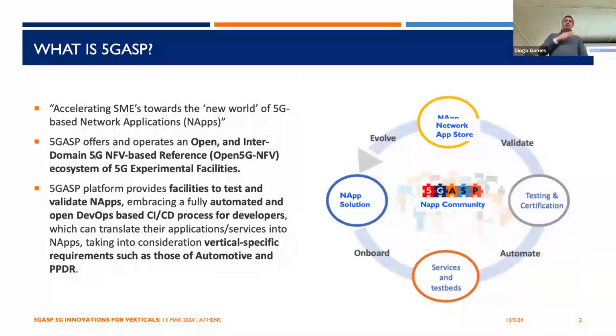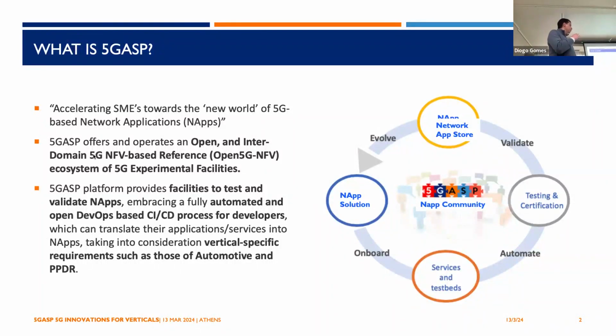And it takes into consideration the vertical specific requirements of special areas. 5GASP focused itself on two verticals, automotive and PPDR, and we tried to address their specific needs throughout the project. But we are not limited to just these two verticals. Most of the platform and the process that we develop, but also the tests that we develop and publish, and we will talk about this later, have been made in a way that can be used by other verticals. So this is something that we want to communicate.